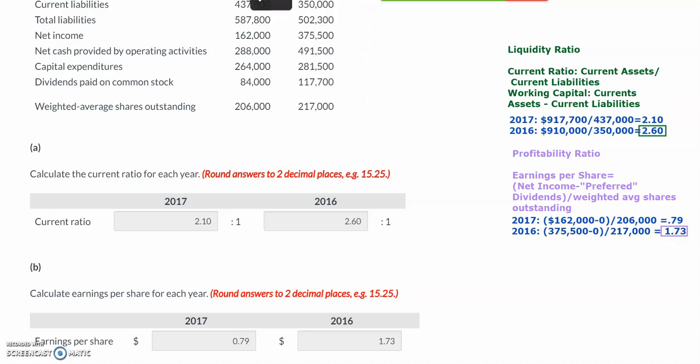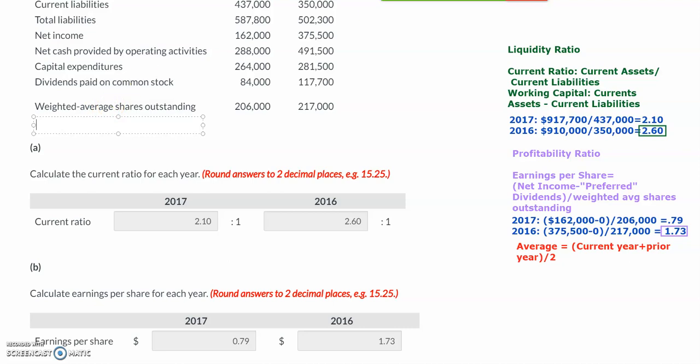And one thing to note is if you're not given the number of shares outstanding, or if there's any time in this class where you need to compute the average, you're always going to take the current year plus the prior year amount or number and divide it by 2. So sometimes you might have to compute the average if they didn't give you the average. So you can see in this problem we were actually provided with the average right here.